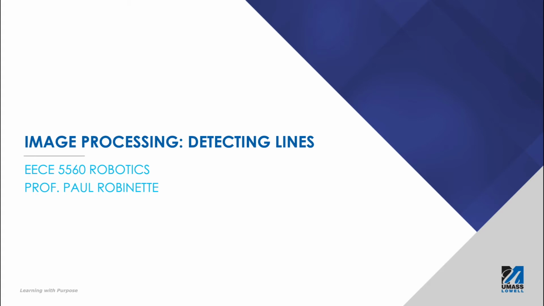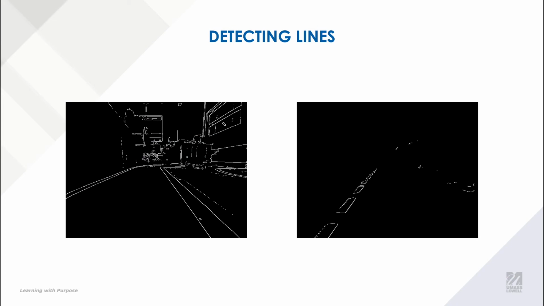This video will tell you about how to detect lines in your images. So let's say you've got images like this. You've done your edge detection, you've run Canny like from the previous video, and you've found a bunch of edges in your image. And you want to use these edges to be able to figure out, are you pointing straight down this lane or not?